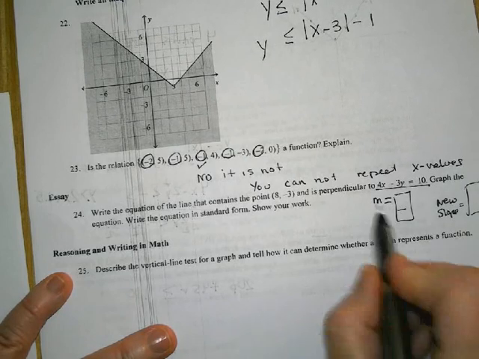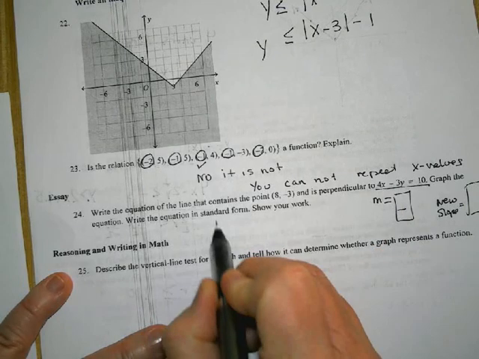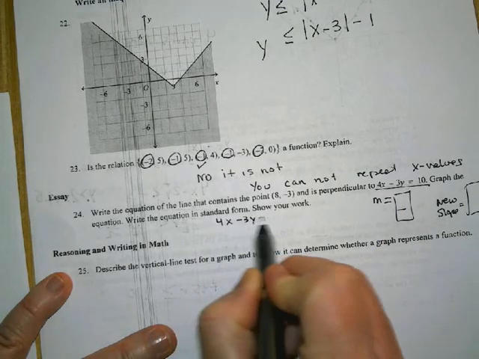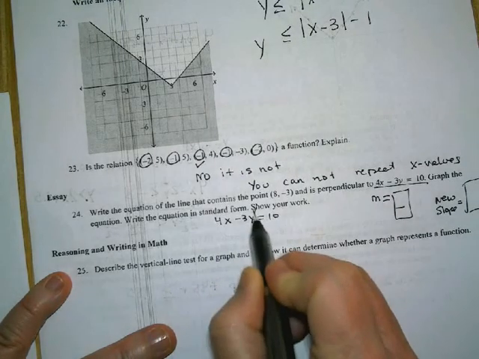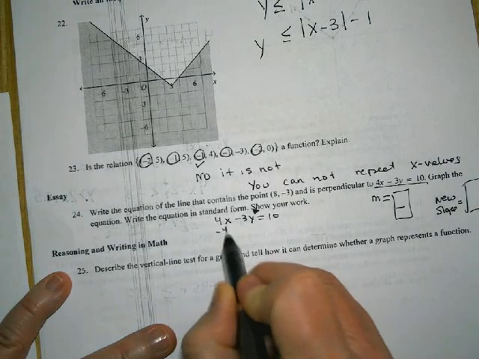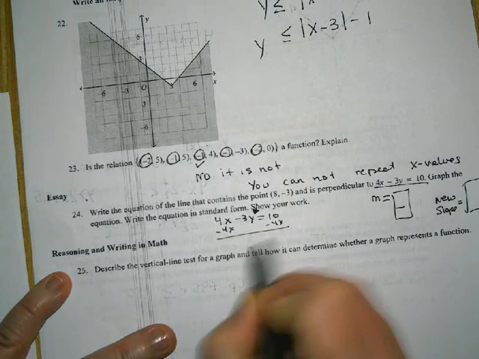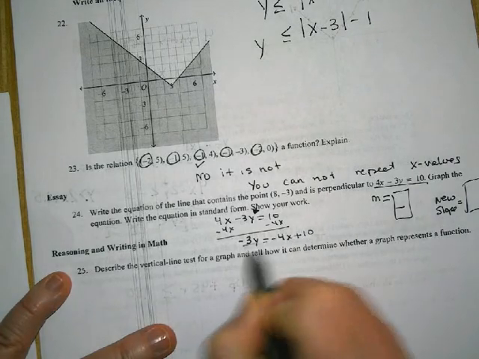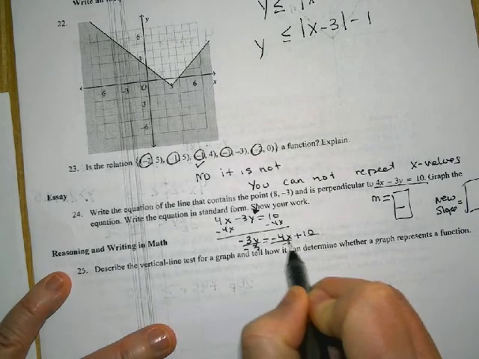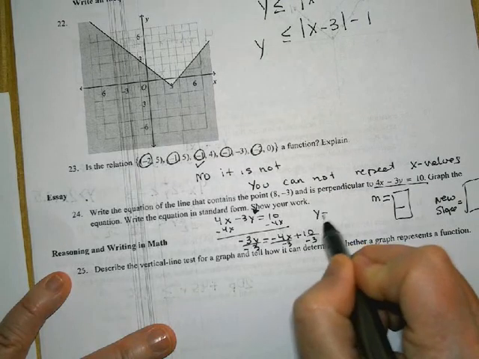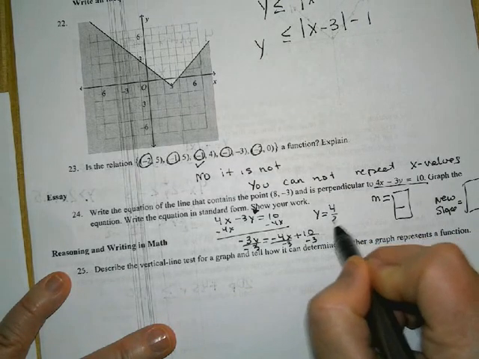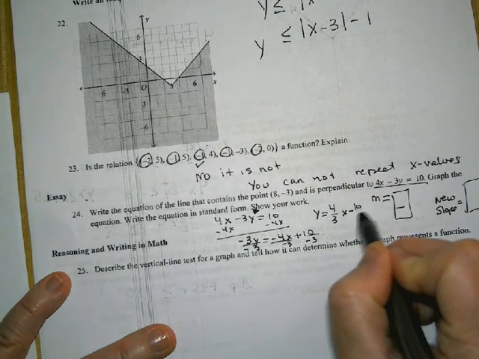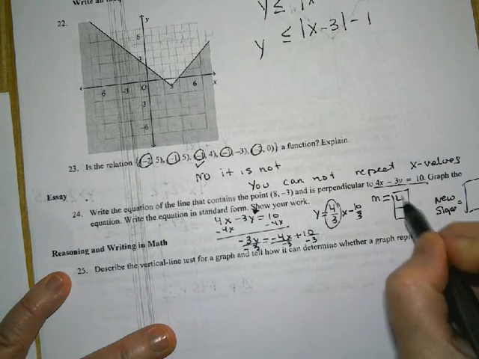So let's find the slope here. It says 4x minus 3y equals 10. Solve for y. Subtract 4x from each side. Negative 3y equals negative 4x plus 10. Divide everything by negative 3. y equals 4/3 x minus 10/3. That's the slope of that line.